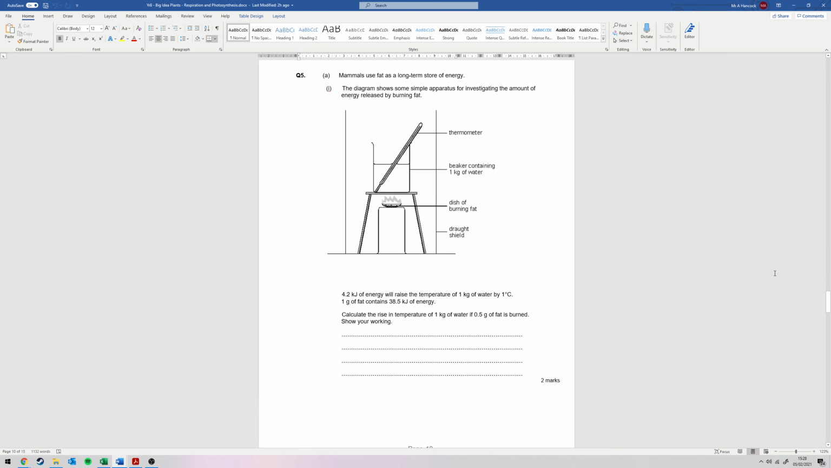Question 5a. Mammals use fat as a long-term store of energy. Part 1. The diagram shows some simple apparatus for investigating the amount of energy released by burning fat. You've got a thermometer that is inside a beaker containing 1 kilogram of water. This is above a dish of burning fat and a draft shield.